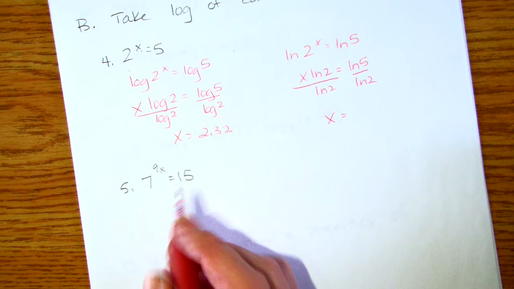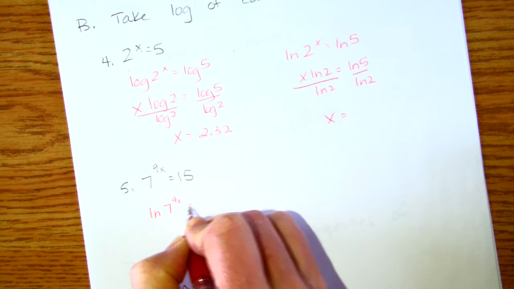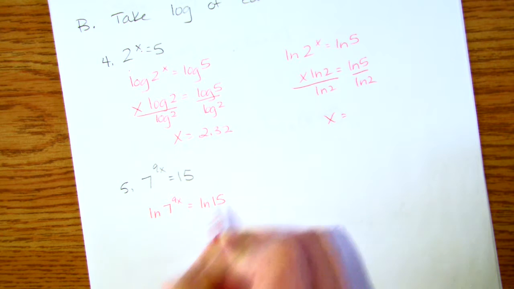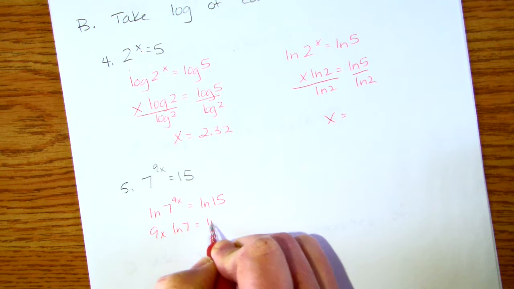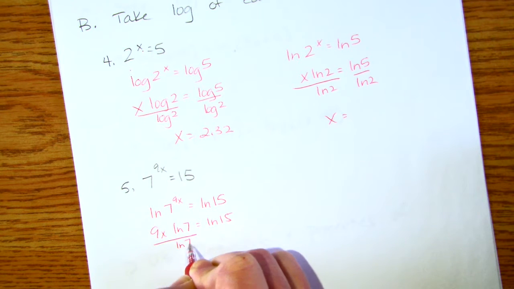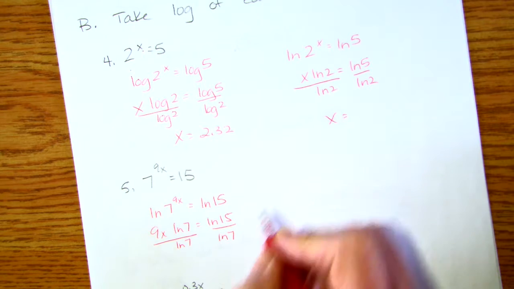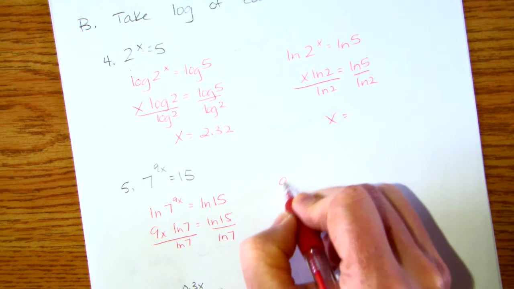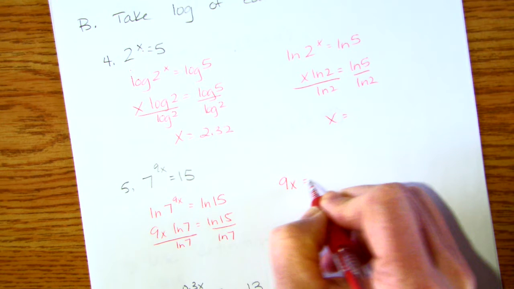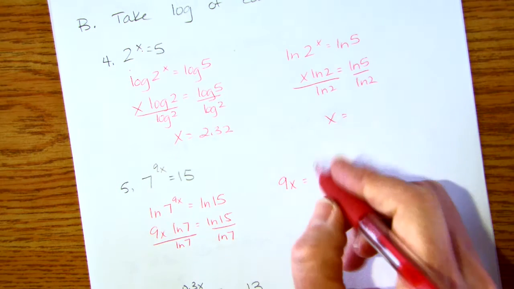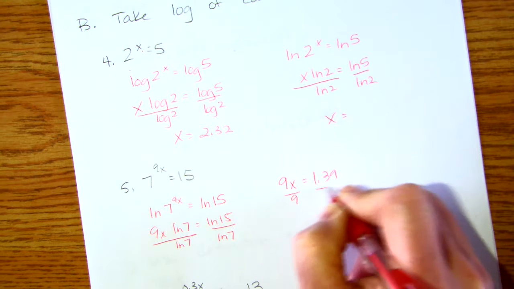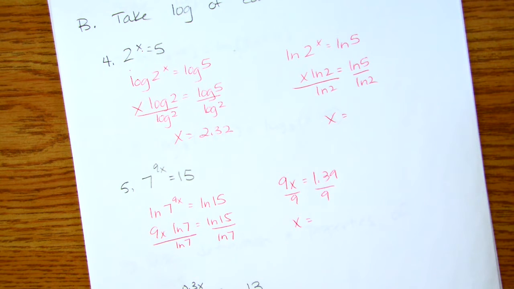Again, in this case, I'll use ln. ln of 7 to the 9x equals the natural log of 15. The 9x comes down. Divide both sides by ln 7. So 9x equals ln 15 divided by ln 7. And that's 1.39. And then I can divide both sides by 9, and whatever that turns out to be.